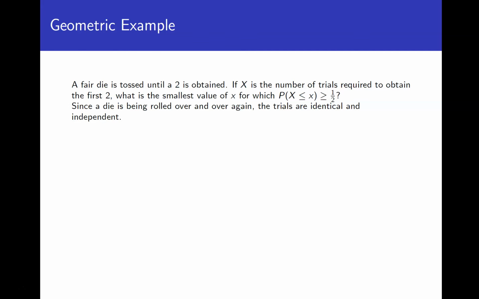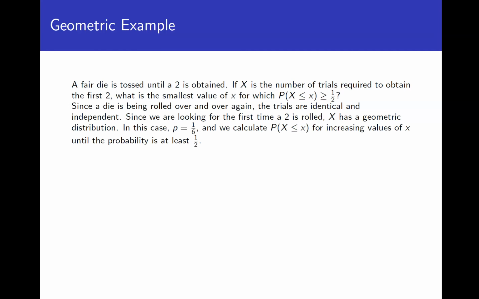The reason this is a geometric example is that each roll is identical and independent, and we're looking for the first time a 2 is rolled. Remember, geometric is the first success. Since we're looking for a 2 on a 6-sided die, our probability of success is 1/6. We want the cumulative probability to be greater than 1/2, so we start at x equal to 1 and keep increasing x, adding on each time until we get above 1/2.